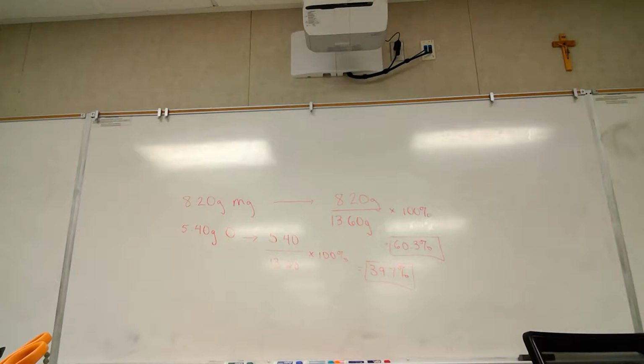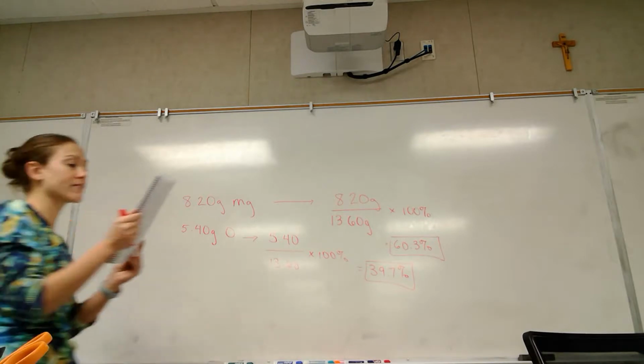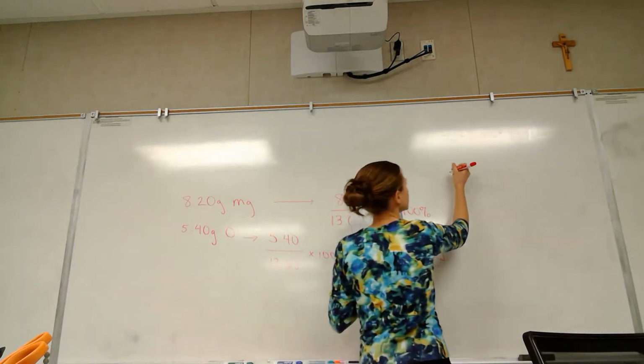In number 2, it says a laboratory procedure. Laboratory procedures show that 50 grams of ammonia yields 41 grams of nitrogen and 9 grams of hydrogen. What is the percent composition of nitrogen and hydrogen? So here I've got 41 grams of nitrogen.